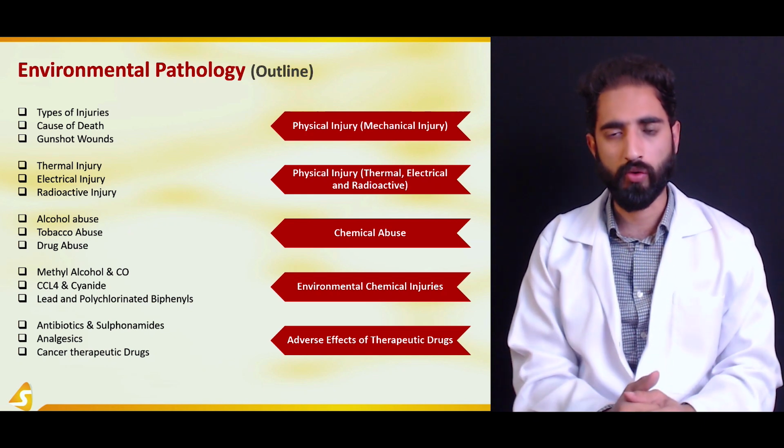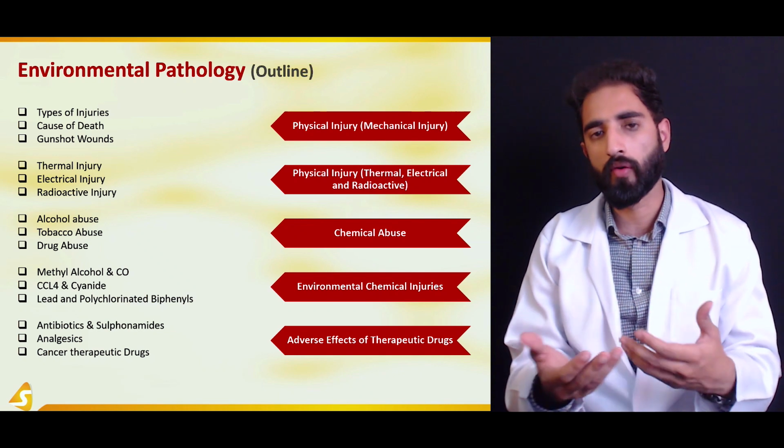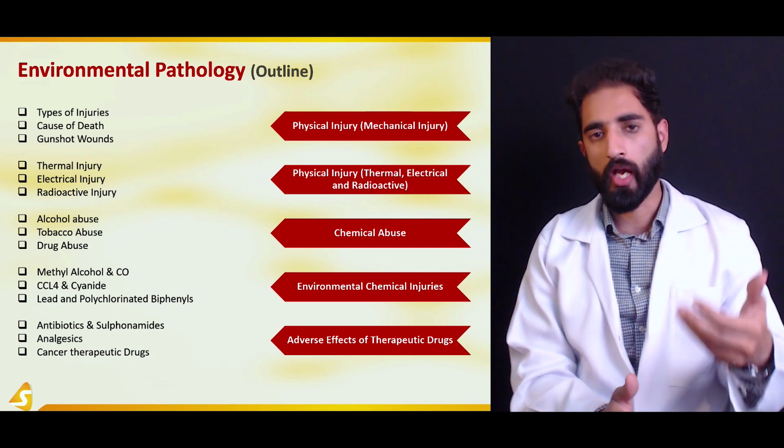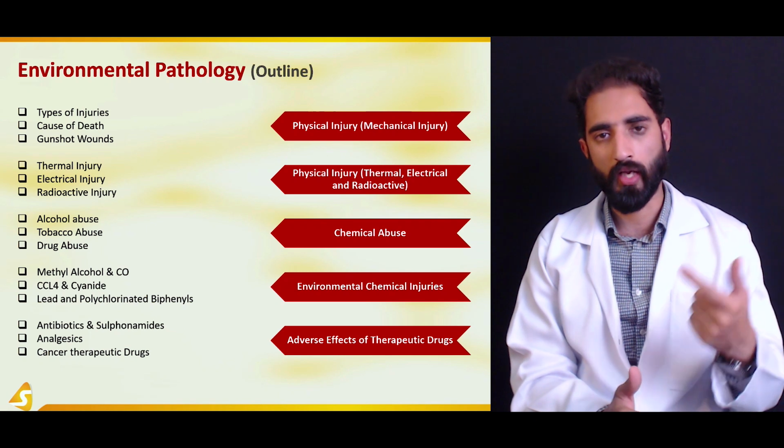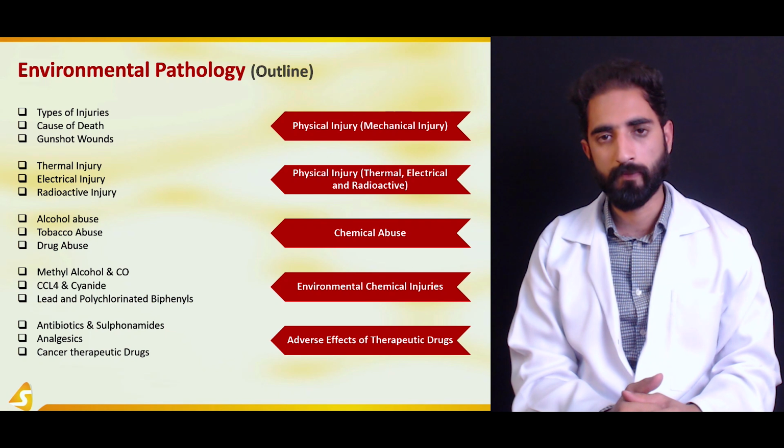In the next section, we're going to talk about chemical abuse, and we're going to look at different types of substances which are commonly abused by individuals, including alcohol, tobacco, and drugs as well.